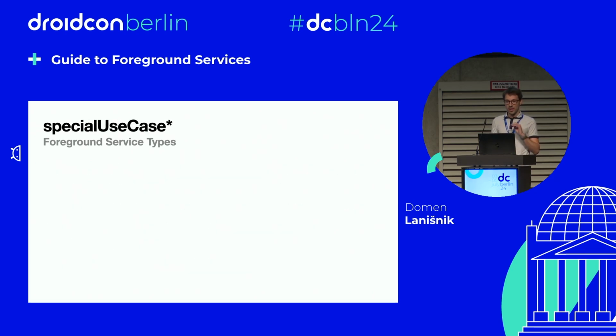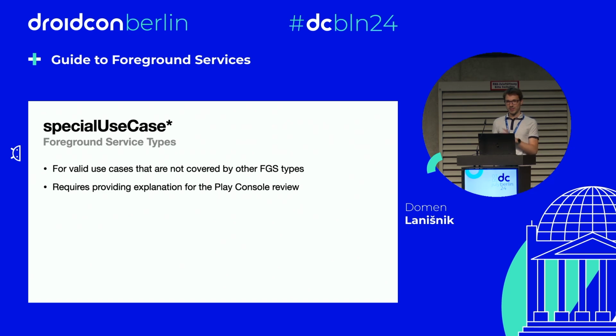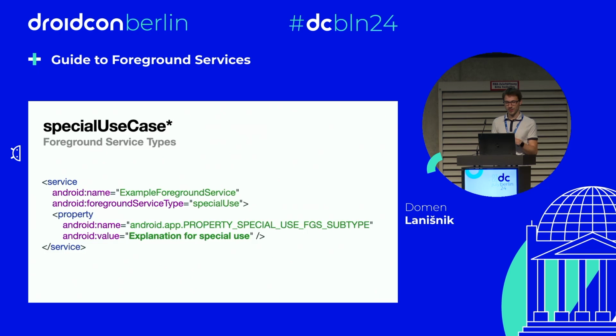If none of the types apply to you, then there's a special one called special use case that you can use. However, besides the Play Store form, you also have to add another explanation inside the code on why you're using it. How this works is, when you declare your service, you also need to add a property called PROPERTY_SPECIAL_USE_FGS_SUBTYPE, and then provide an explanation on why you're using this type. This will then be used by the Google Play reviewers to determine if this is actually a valid use case. And if it's not, your app will be rejected.